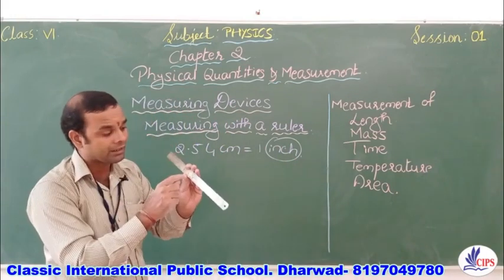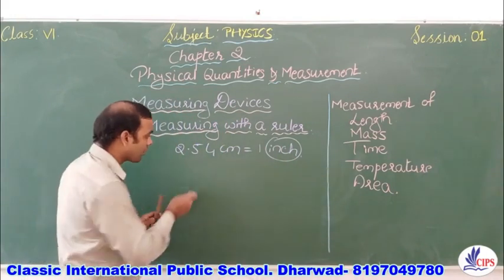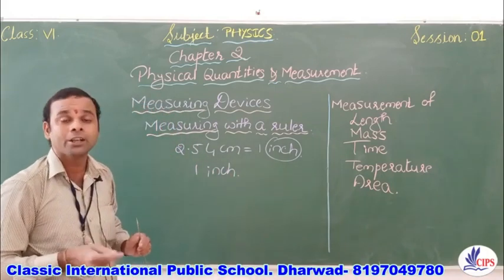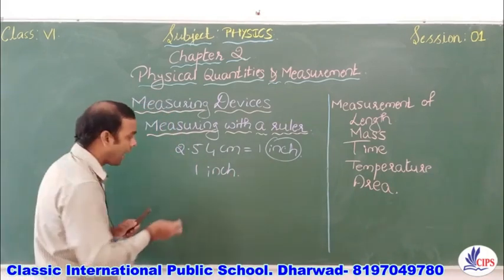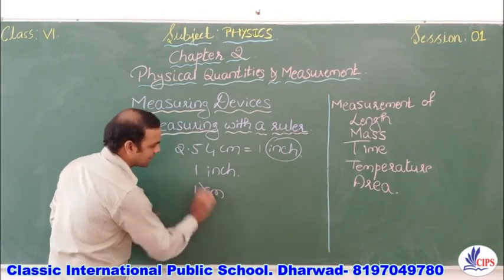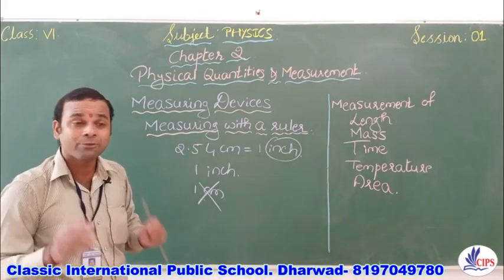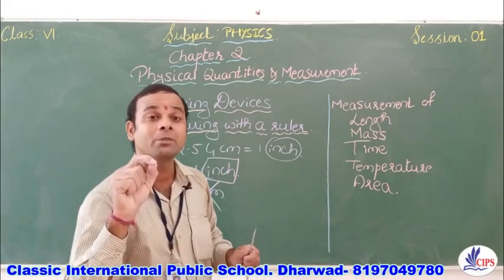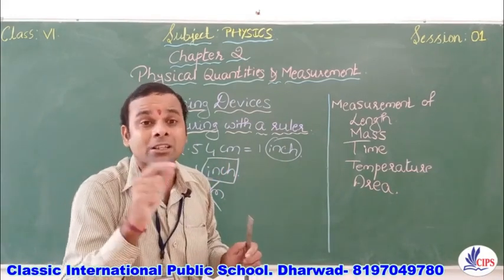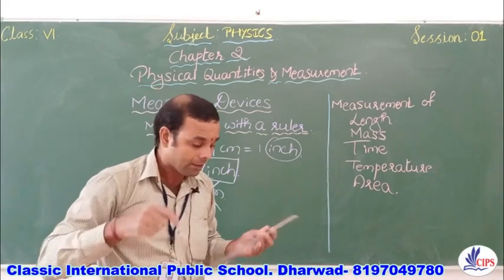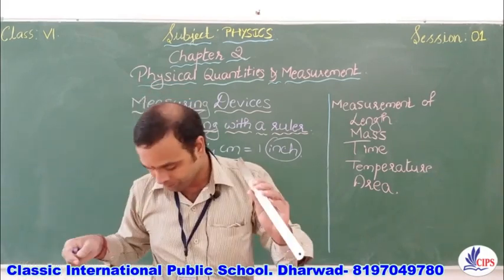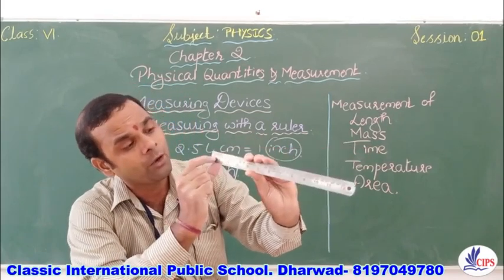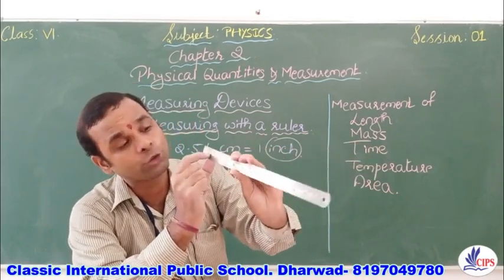Suppose you have taken the measurement in terms of inch and got the value 1 inch. If you write 1 centimeter, then this is totally wrong. Therefore the unit must be prescribed. What unit of measurement you have considered, that must be known. So again, let us consider the centimeter scale. Here 1 is written and 2 is written.